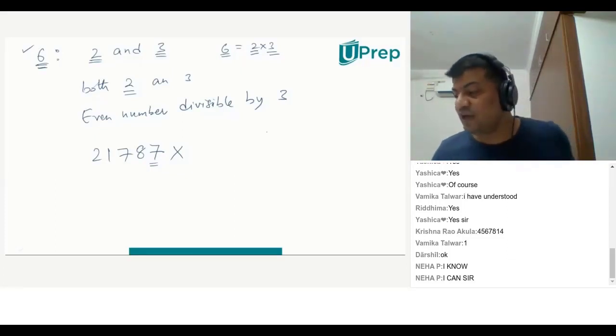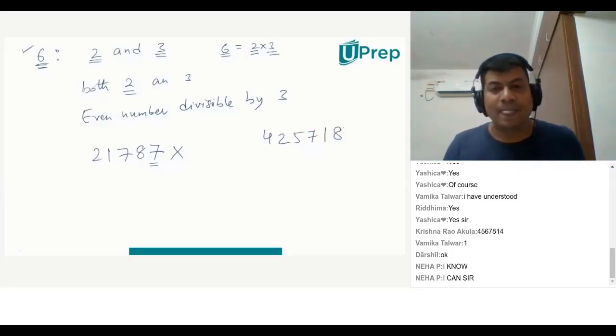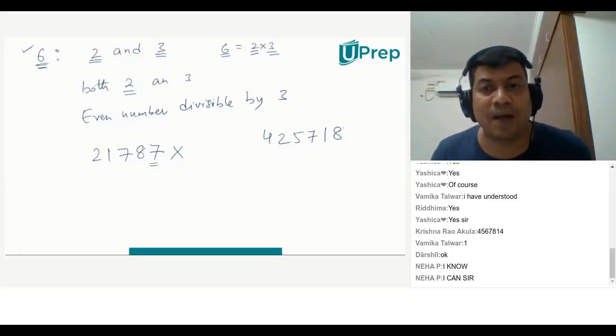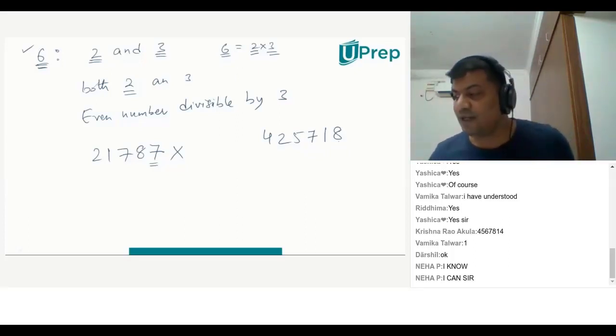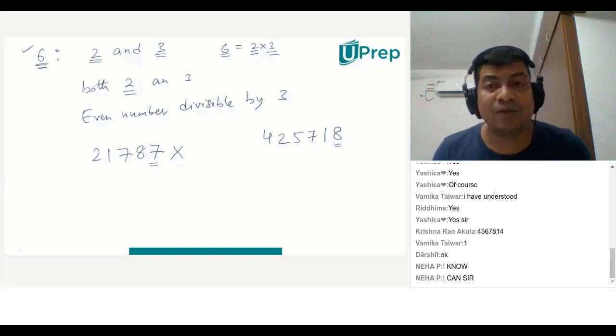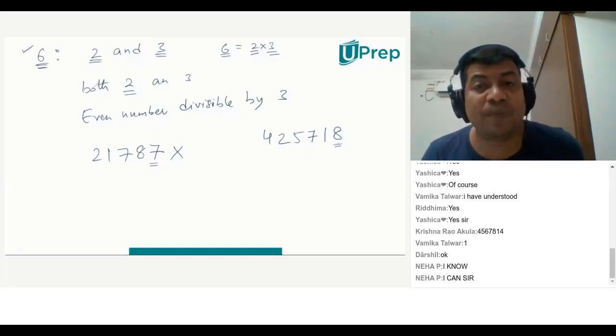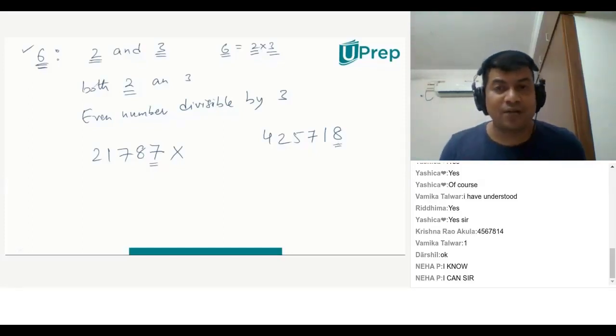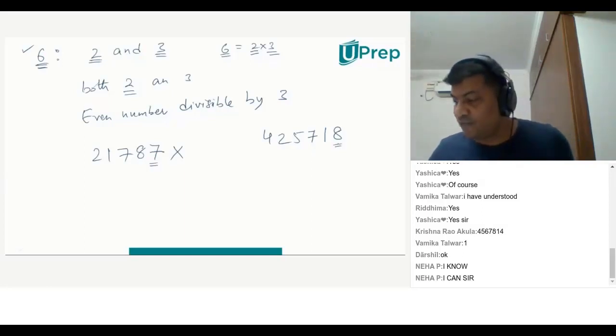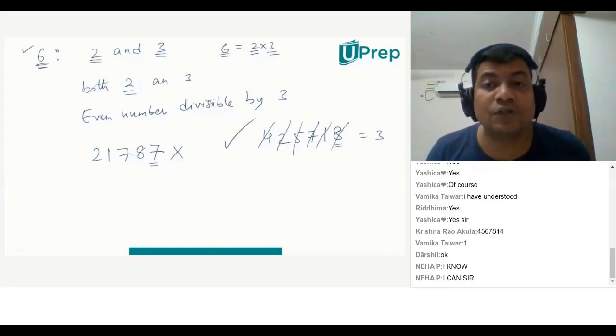Now, when someone gives you a number like 425,718, the moment I see this problem, I know this is an even number. And what do I check now? Whether it is divisible by 3 or not. I've already taught you how to do it. You know that 4 plus 2 is 6, 1 plus 8 is 9, 7 plus 5 is 12. This is divisible by 3. Therefore, it is divisible by 6 also.